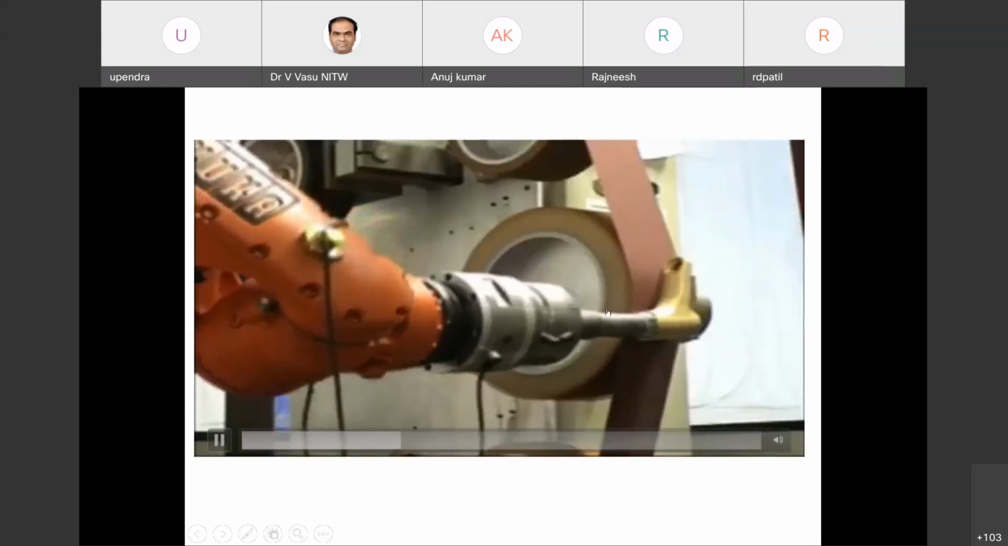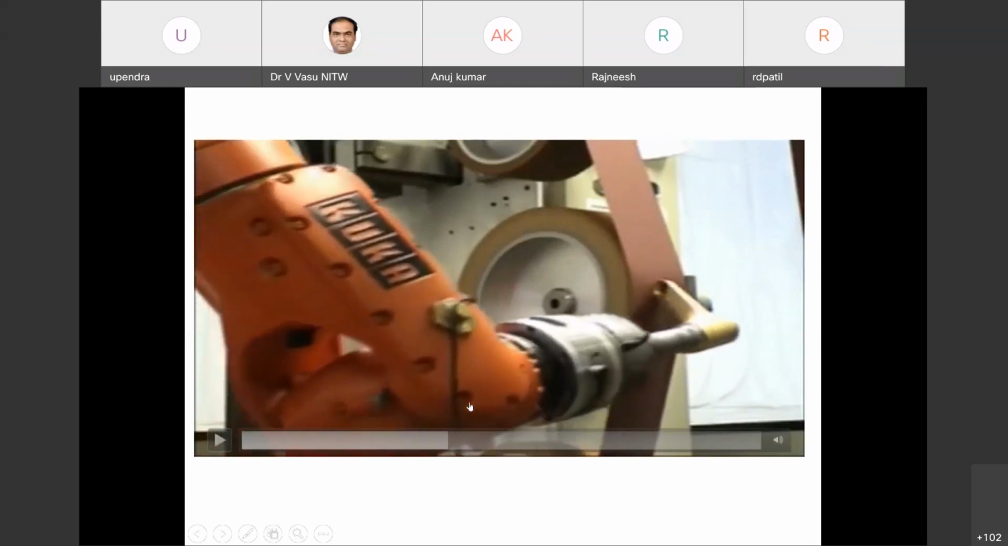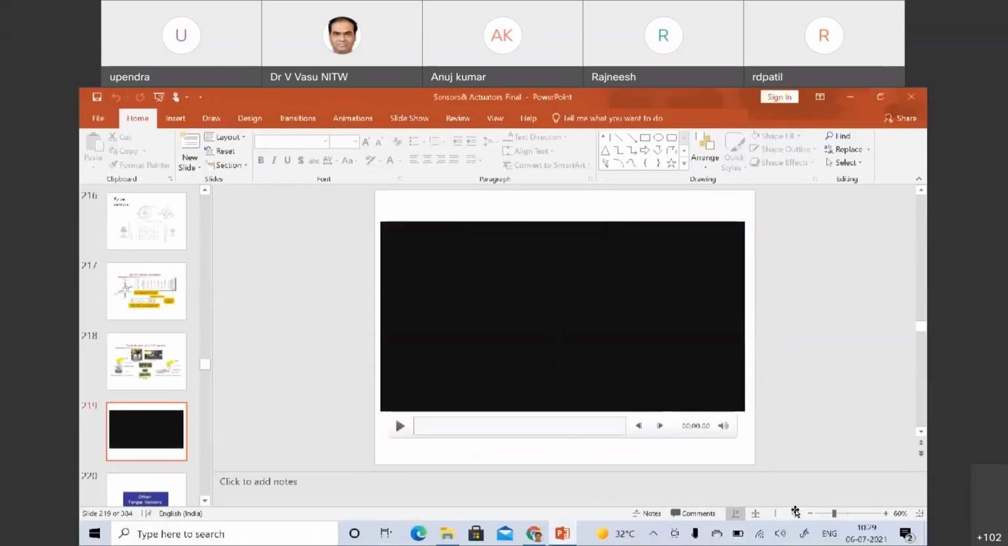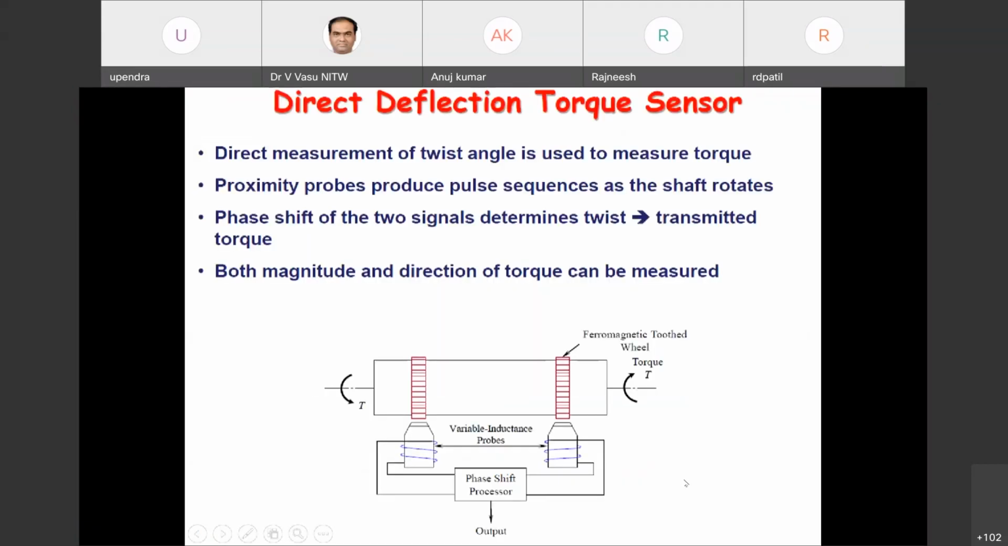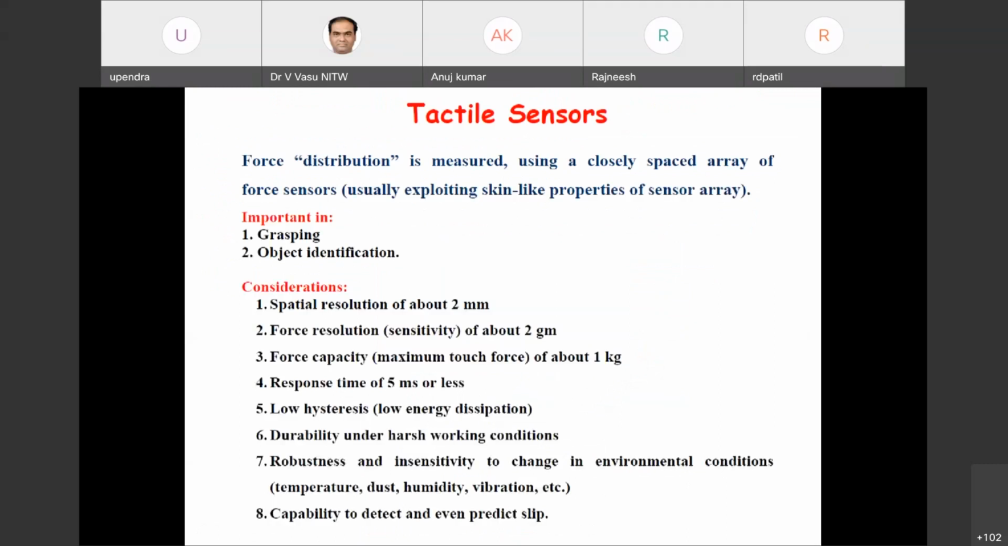So here is an application where the force sensor is applied and this is the grinding belt. How much force is required to get this polishing, you can calculate by using these force sensors. These are some of the important torque sensors which are mainly used.